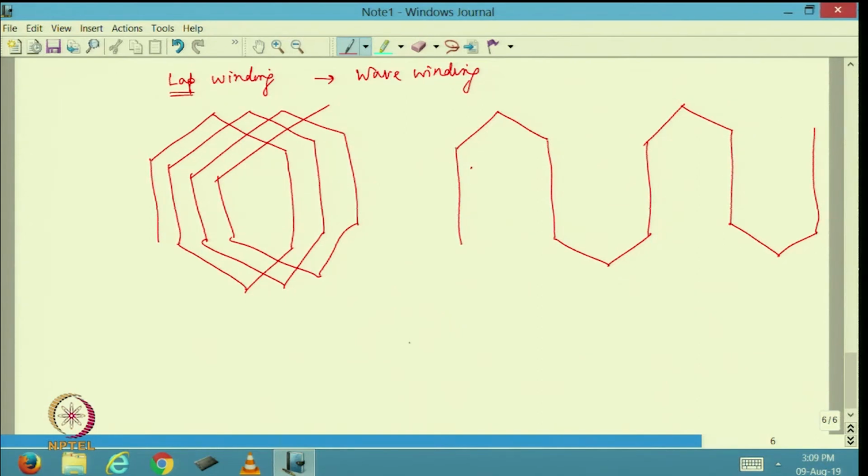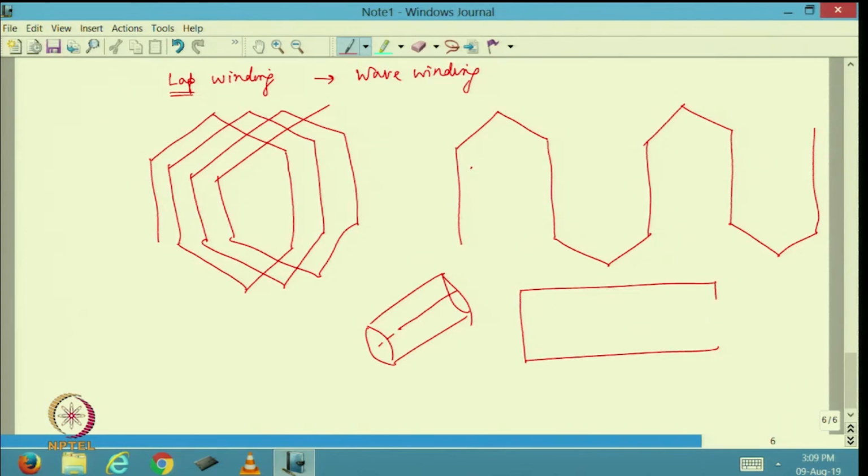You can imagine that if this is a cylinder, I can always cut it here and spread it out. When I spread it out, it will look somewhat like this. It will look like a rectangle. You get my point? If it is a cylinder and if I cut it and spread it, it will look like a rectangle.